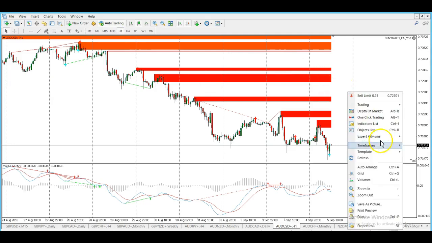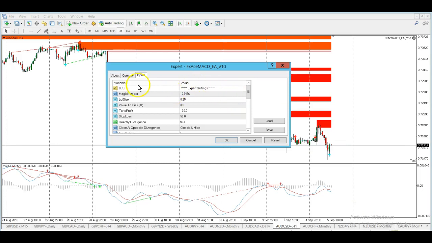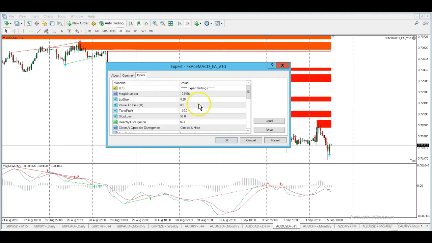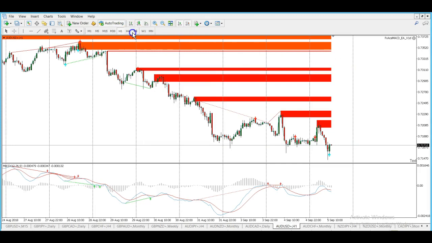I'm going to go to Expert Advisors. I'm going to go to Properties again. I'm going to go to Common. And I'm only looking to go long on the Aussie. Okay. I'm just going to go to the inputs again, 2.5. Okay, stop loss. Double check that, stop loss.